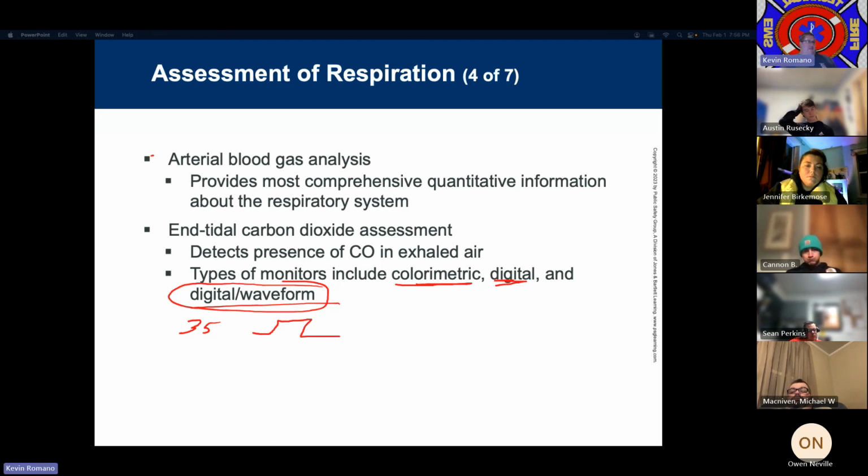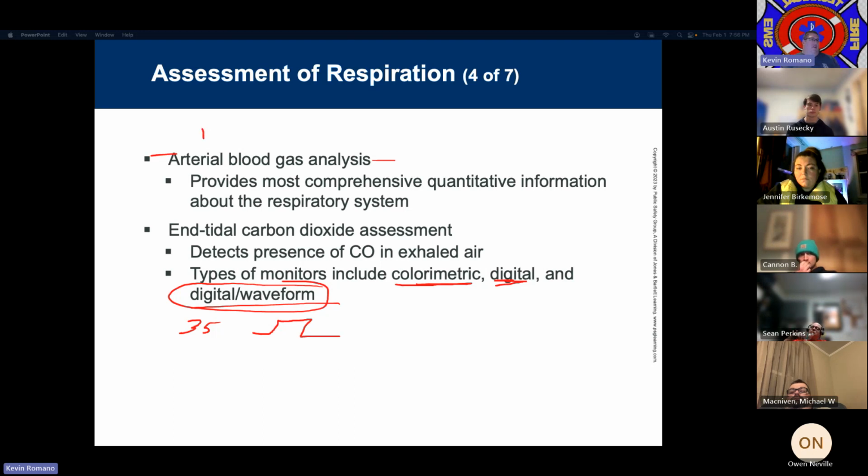As far as ABGs, we don't do them in the ambulance. Hospitals do them. Literally, it's sticking a needle into the radial artery straight in. They draw up some arterial blood, send it to the lab, and get gases back. You'll get your pH, your carbon dioxide, your PaO2 levels. All those different levels you're going to see. But we're not going to see those in the back of the ambulance.